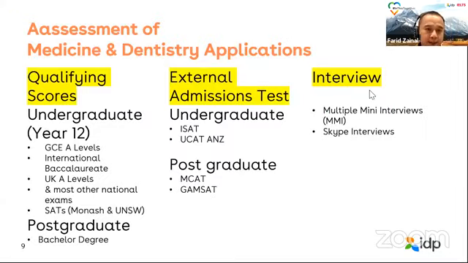Okay, I'll move on to the assessment of medicine and dentistry applications itself. I'll just break it down roughly so that you can see the bigger picture, right? These are the 3 things that you need to look into essentially. I will start off with the undergraduate part first. Firstly, with regards to your qualifying scores, this refers to your year 12 results, like your GCE A-levels, your International Baccalaureate or IB, and of course, they'll also take in your UK A-levels results.